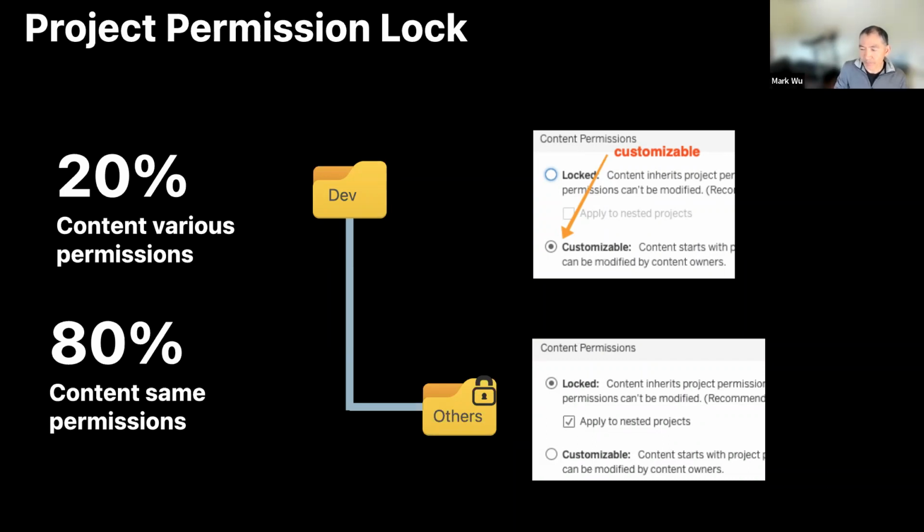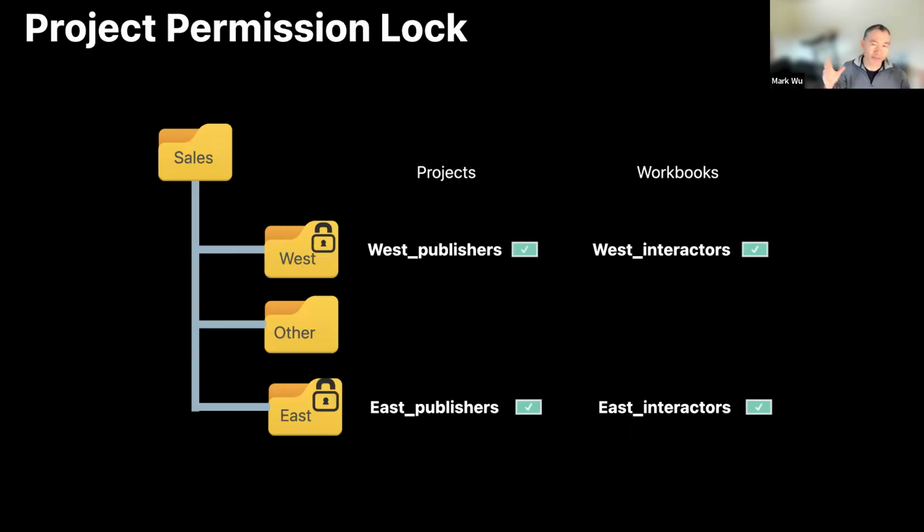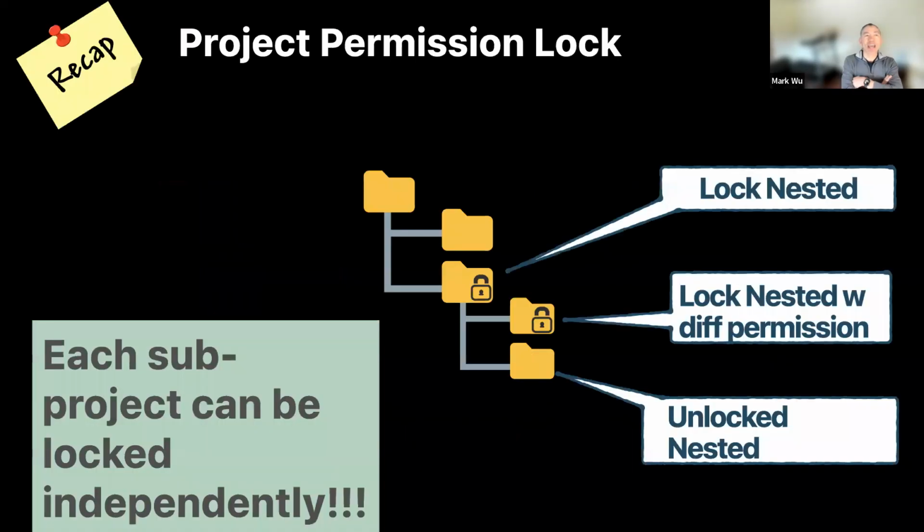Another example. Okay, and again, each nested sub-level project permission can be locked differently. Remember that. Just a recap. I know this can still be confusing for you to digest. To recap, each sub-project can be locked independently. That's the key thing. That is the key thing, lock.